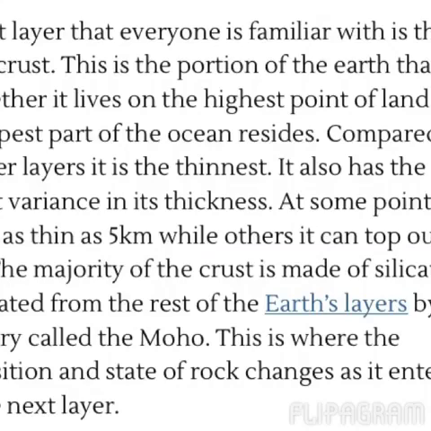At some points, the crust is as thin as 5 kilometers, while at others it can top out at 70 kilometers. The majority of the crust is made of silicates. It is separated from the rest of Earth's layers by a boundary called the Moho.